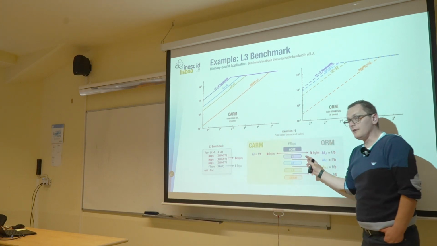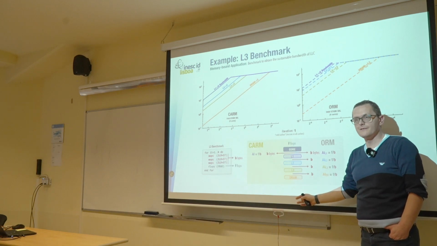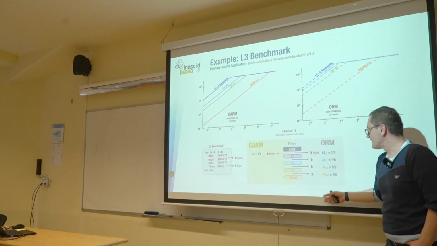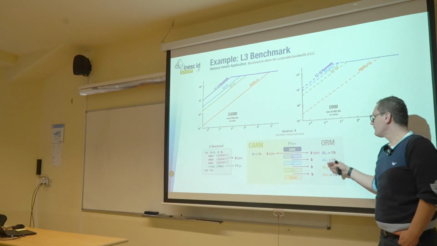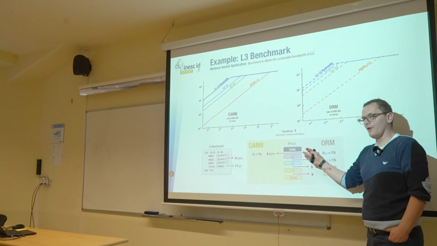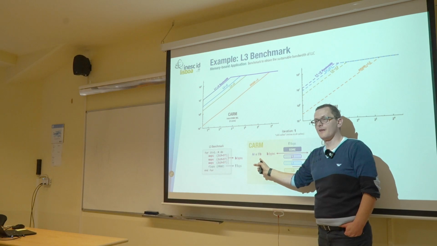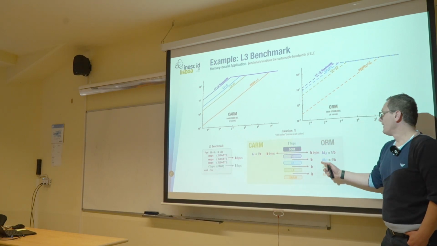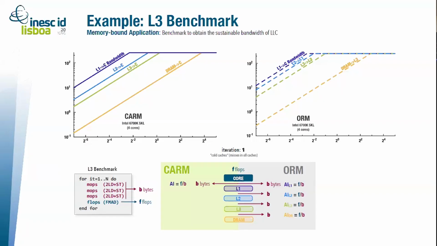If you look here, since between each of the levels of hierarchy you have b bytes, you will have several arithmetic intensities in the original roofline model, one for each level. And on top of those b bytes, you do f flops. So arithmetic intensity in CARM is f over b. If you look at ORM, for each level, L1, L2, and DRAM, you had f over b.